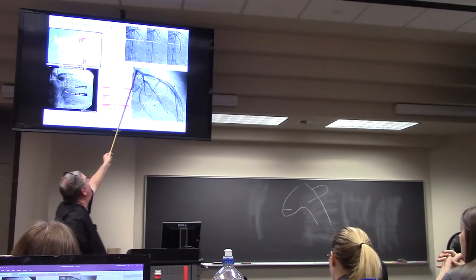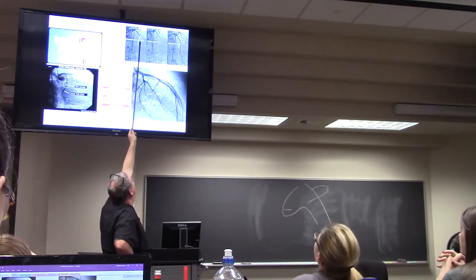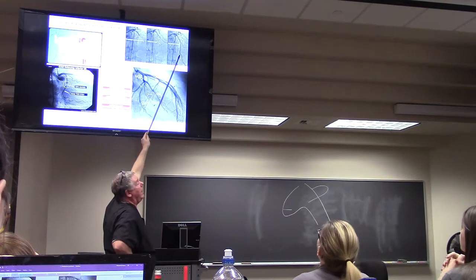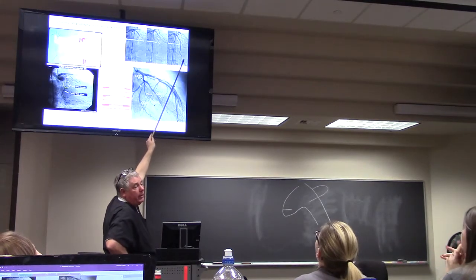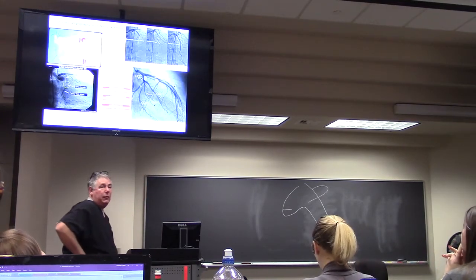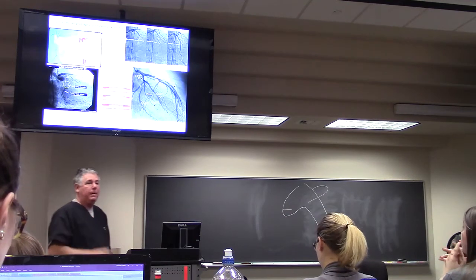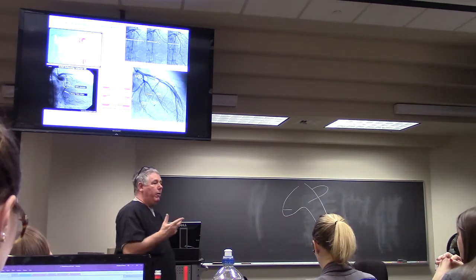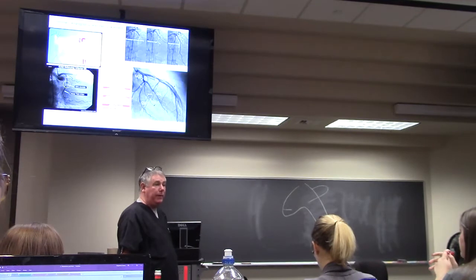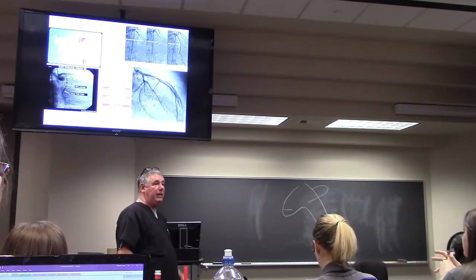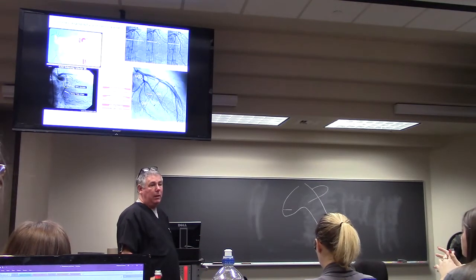So this upper panel here shows the blockage right there. They put the stent in, and you've got the return of blood flow distal to the stent. So when you go for your stent placement, they will give you pre and post stent placement angiograms.